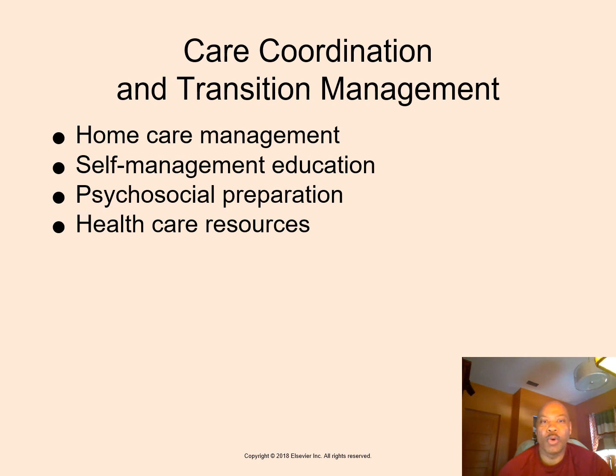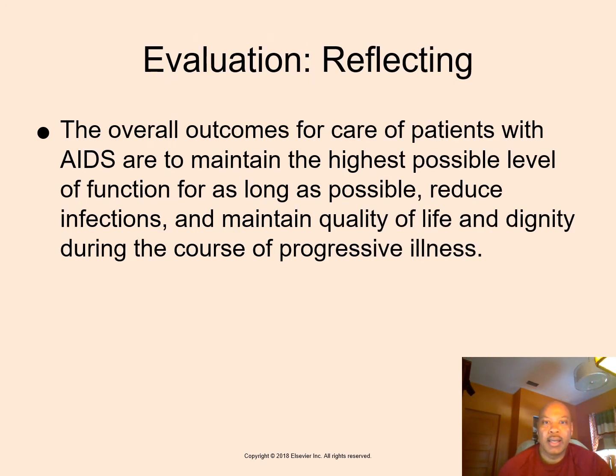That's about it for care coordination and transition management. And I think this is the last slide here, evaluation. Other expected outcomes include, but are not limited to, adherence to prescribed drug therapy regimen at least 90% of the time, practice safe sex techniques at all times, remain free of opportunistic infections, etc. And look at page 357 under evaluation reflecting for additional information.